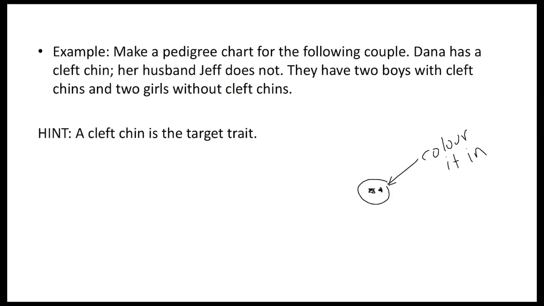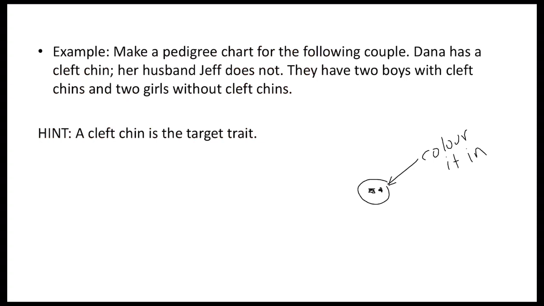All right, so let's work through one more example. I'm going to have you now work through and draw this. We are considering a gene for a cleft chin. Make a pedigree chart for the following couple. Dana has a cleft chin. Her husband, Jeff, does not. They have 2 boys with a cleft chin and 2 girls without cleft chins. Hint here, cleft chin is the target trait.